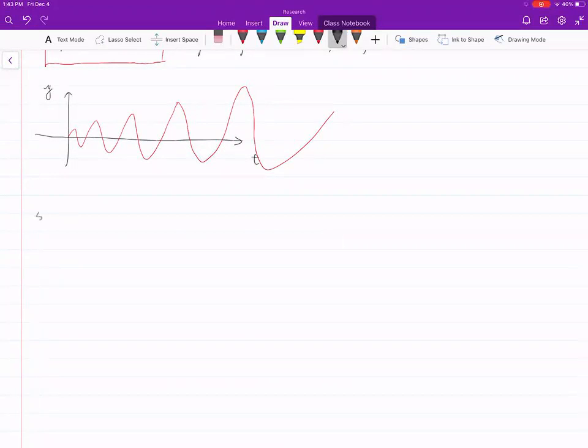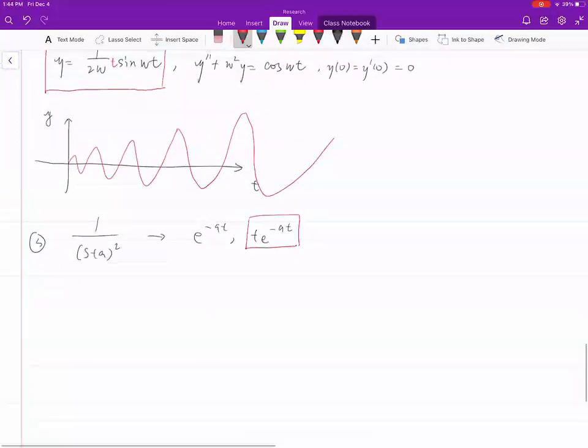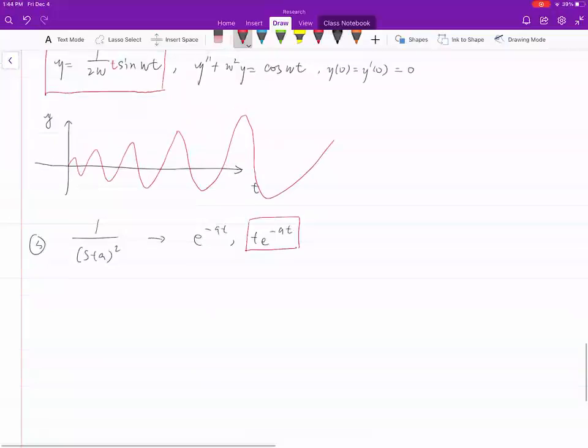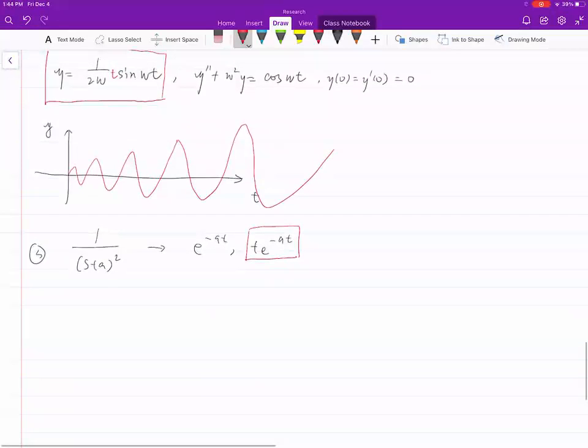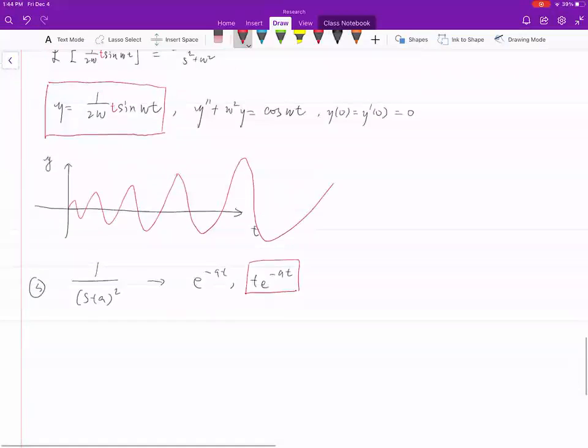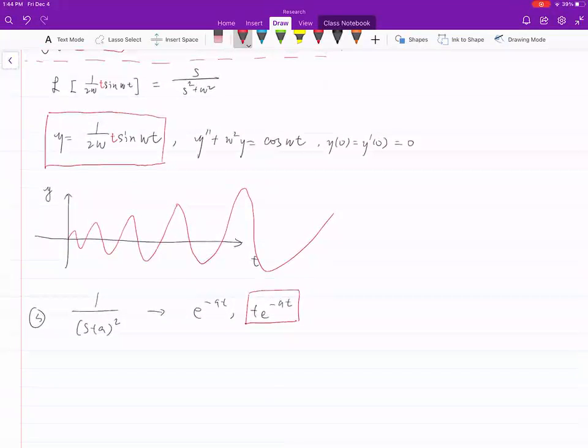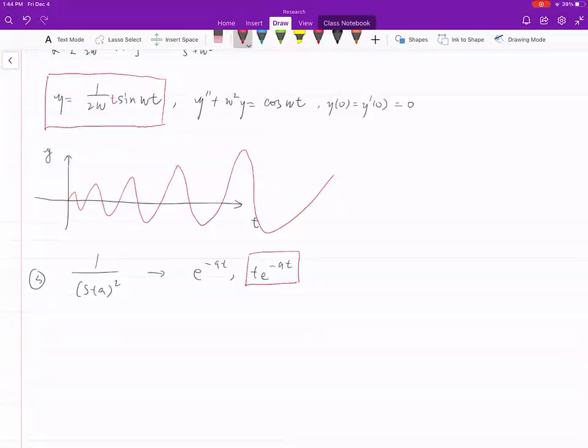The third case we just wrote down, repeated zero. No. Remember, what we had before is e to the negative at and t e to the negative at. We didn't tell you where this one comes from. I will leave it for you. Use exactly the same procedure we just did and derive this one from the inverse Laplace transform of this.